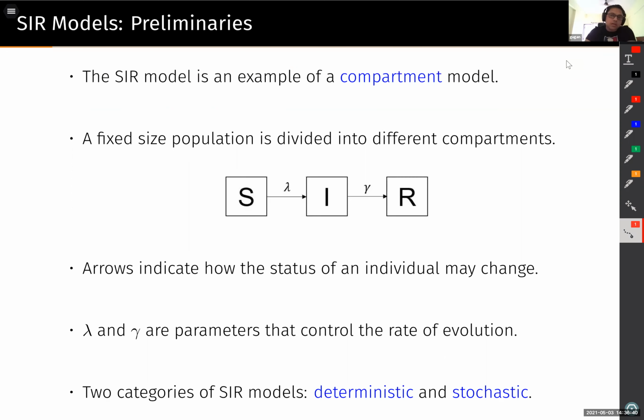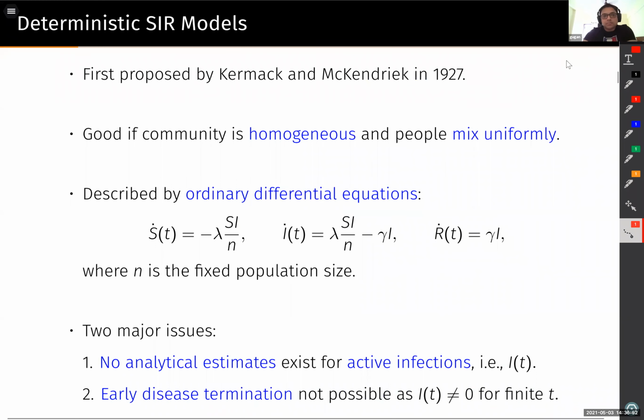Is this okay? Now, if you scan the literature, you'll see that broadly speaking, there are two categories of SIR models. The first is deterministic and the second is stochastic. The deterministic SIR models began with the work of Kermack and McKendrick in the year 1927. Apparently, they were studying the impact of plague in Bombay. So apparently there was plague several times over the past two decades before 1927, as they were studying it.